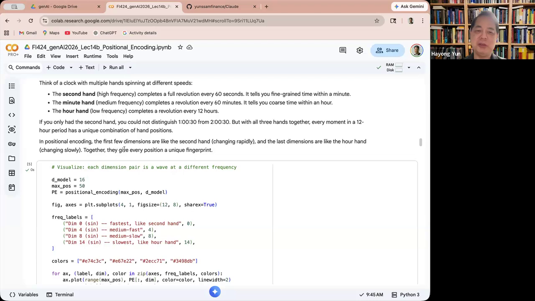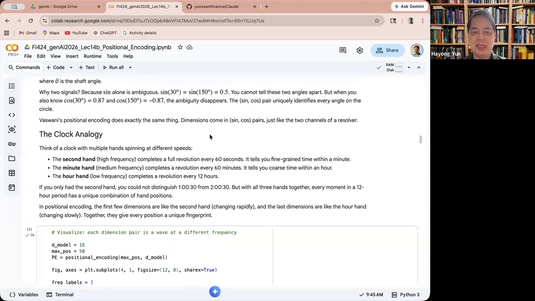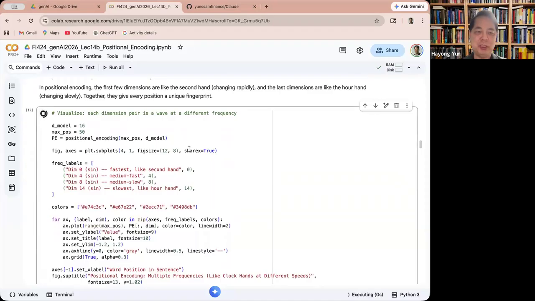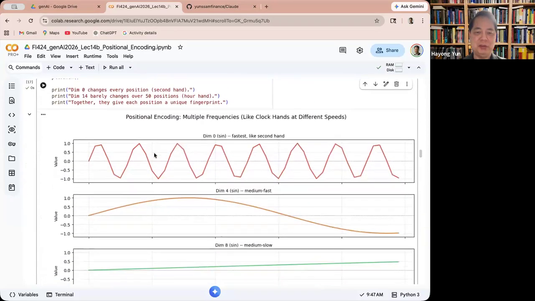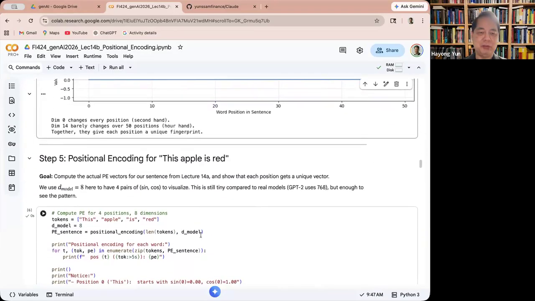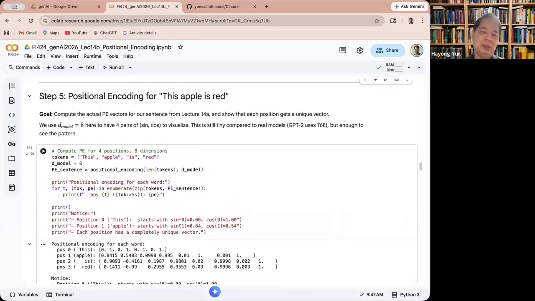So the positional encoding takes several dimensions at different frequencies, I mean, at different speeds. And the angle is measured by sine and cosine pairs always, isn't it? So that gives me a unique fingerprint, basically. The second hand, minute hand, and hour hand basically pin down the position for me. So now the positional encoding for "the apple is red".